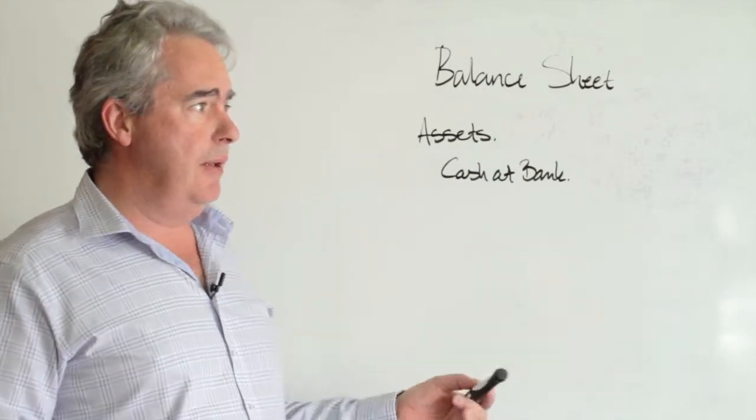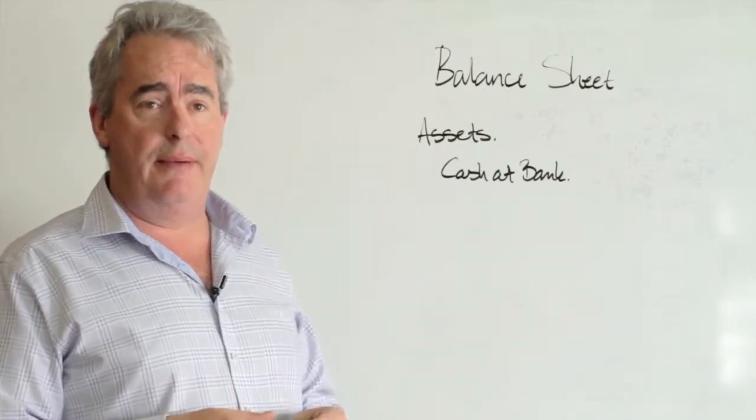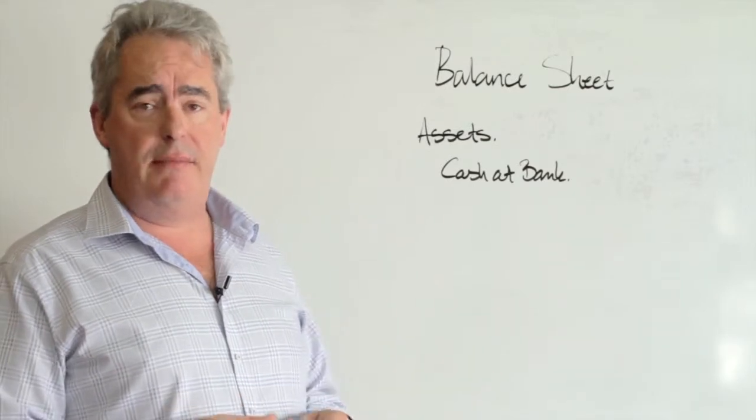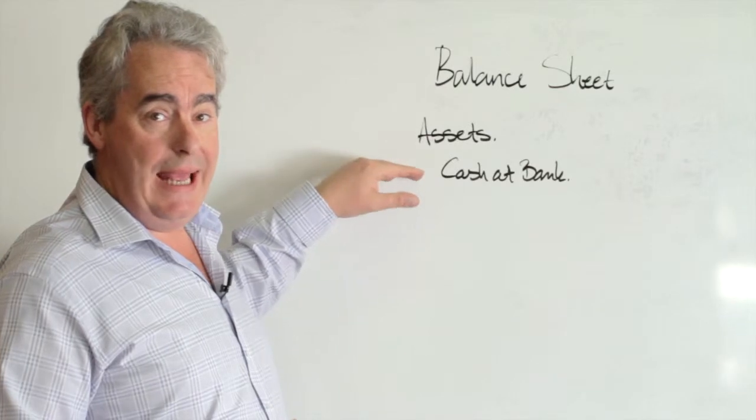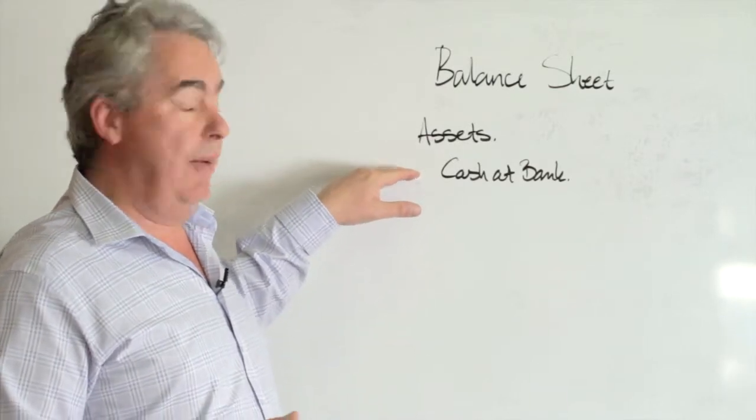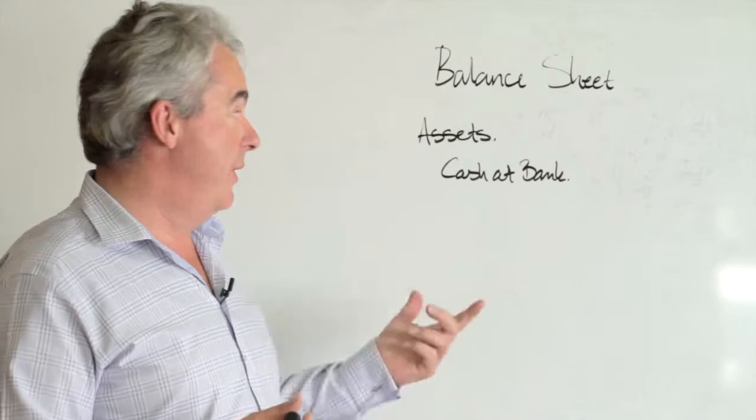So if you've got a $10,000 deposit with the bank, that's fine. That will be recorded in the cash at bank section in the balance sheet at that $10,000 amount. We'll go through a little bit more detail on that in a further session.